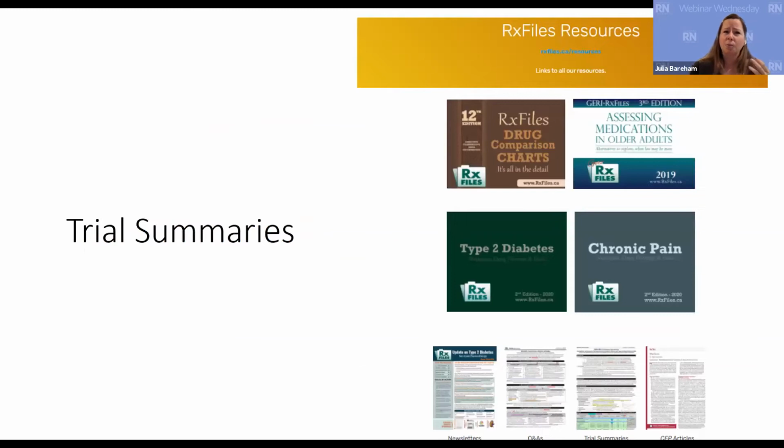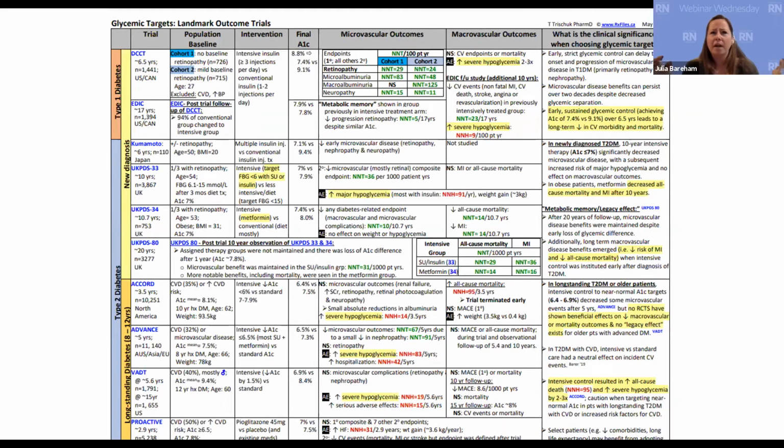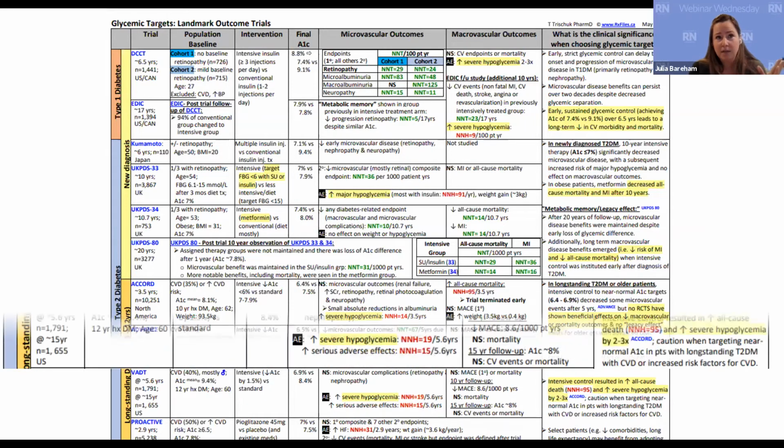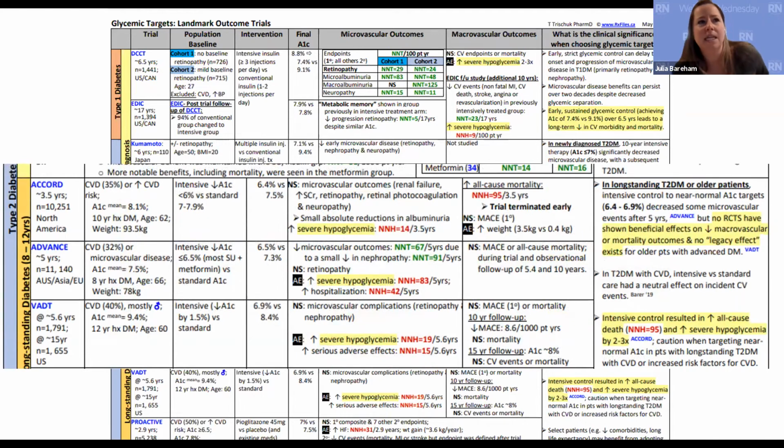Next, if you're really into the evidence, trial summaries, and this is, of course, we are super nerds at RxFiles and we love the evidence, and I want to know what that trial said. So you will also find those on our website. Have you ever wondered if pushing someone to a lower A1C value is really doing them much good? Well, if I'm looking at my type 2 diabetes patients who have had long-standing diabetes, so about 8 to 12 years, just going to enlarge this so maybe you can see. There's a few trials I might look at and go, you know what, is this worth adding on a 3rd or a 4th agent to control your blood sugars?